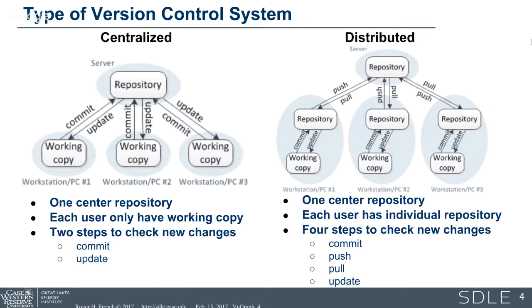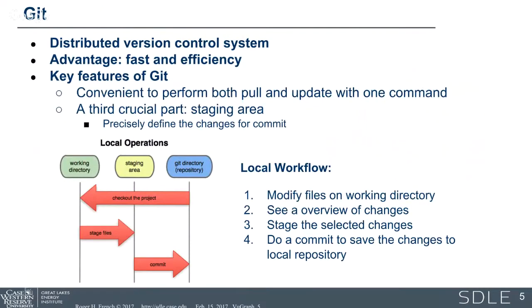So in general, the distributed version control system runs faster and has more features, which also means less probability to crash. But it's also somewhat complex to understand. Once you start to use it, you're going to find it quite useful. And we're going to show a popular distributed version control system. That is the main topic of today.